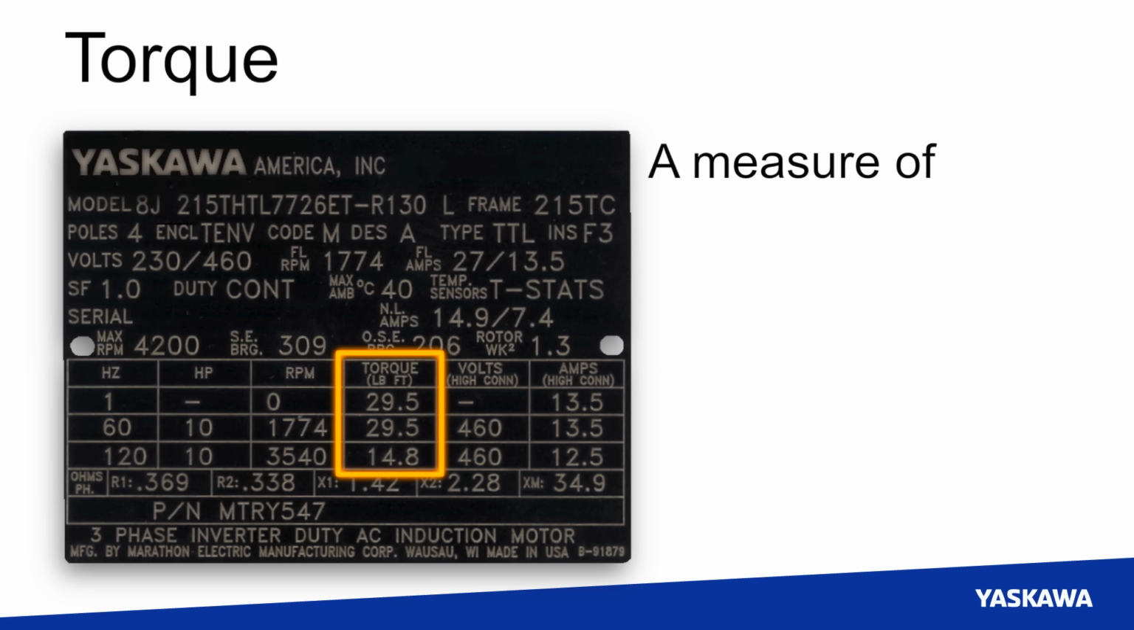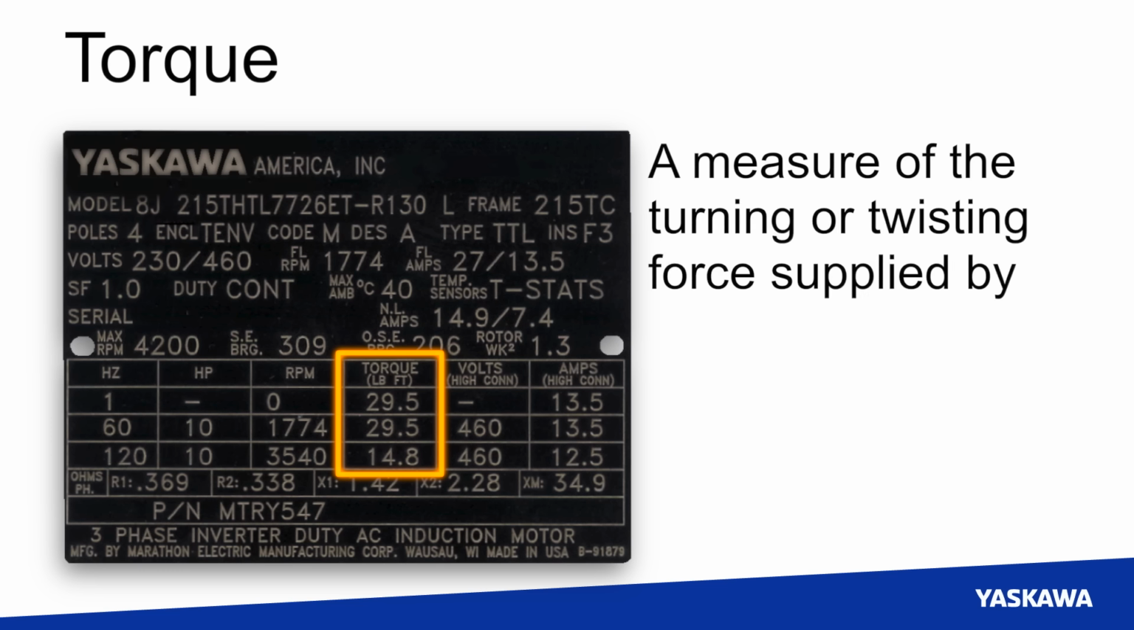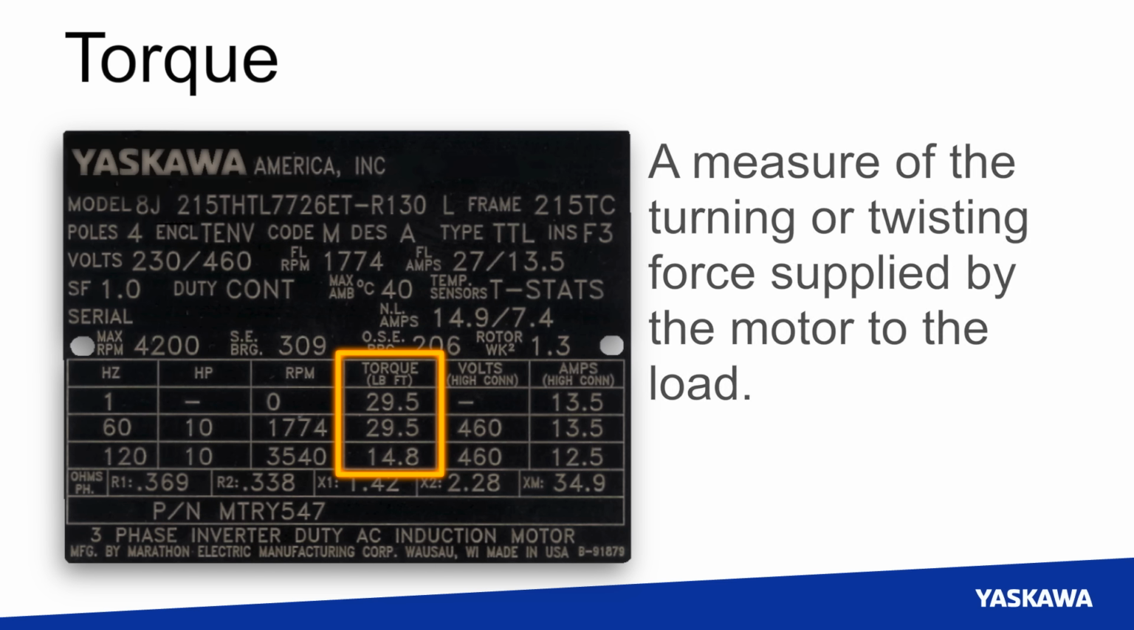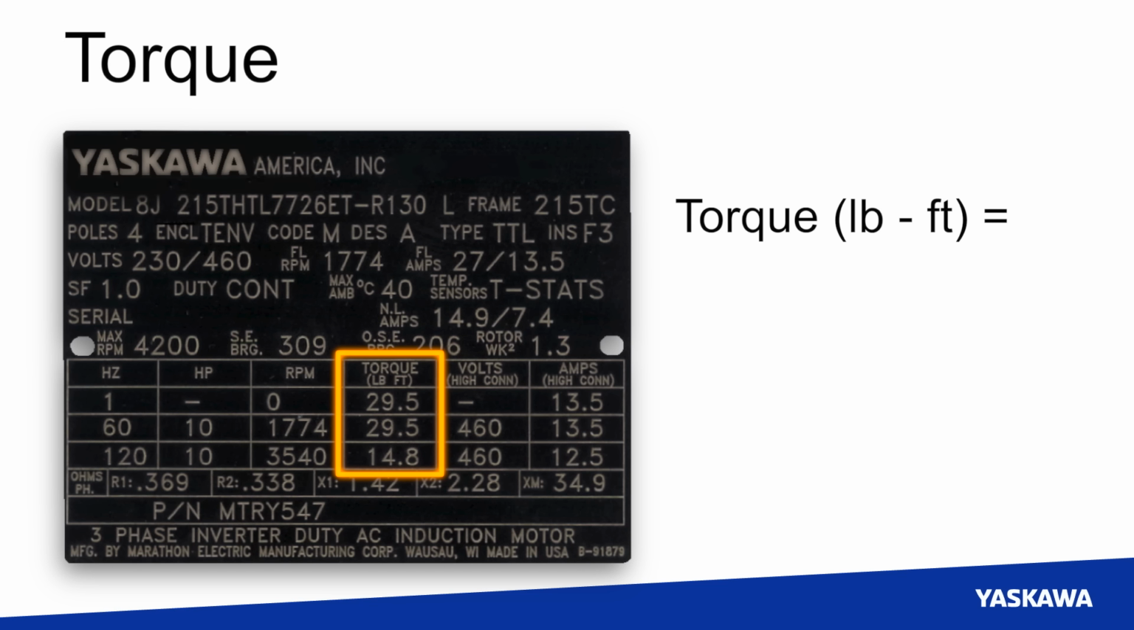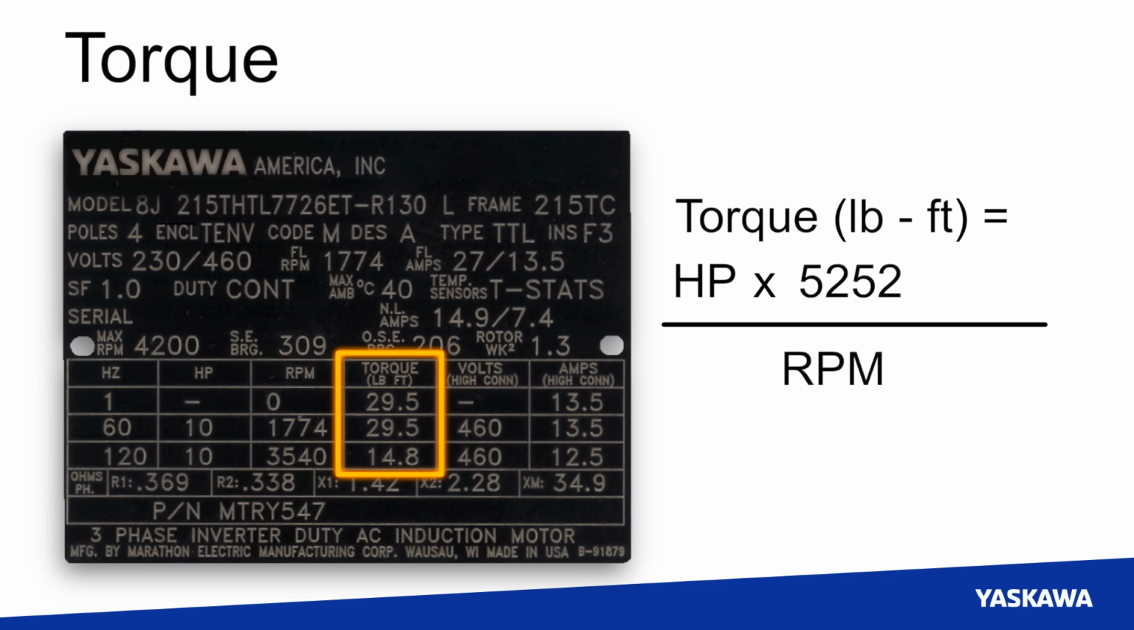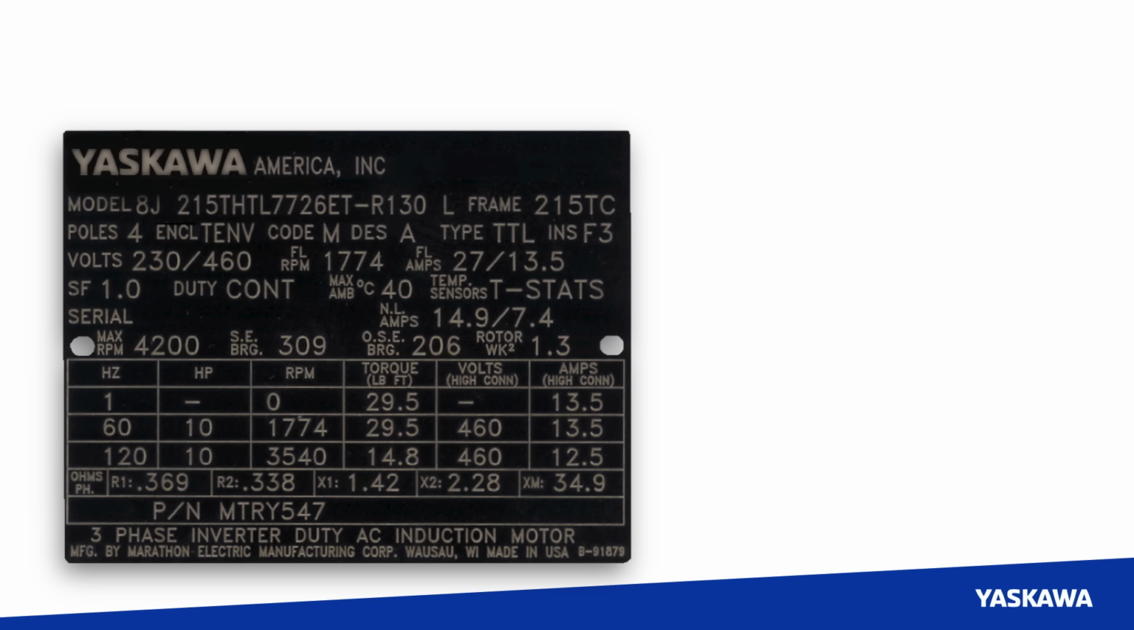Torque is a measure of the turning or twisting force supplied by the motor to the load. To calculate torque in foot-pounds, multiply horsepower times 5,252, which is a constant obtained by dividing 33,000 by 2 pi, and then divide that number by revolutions per minute, or RPM.